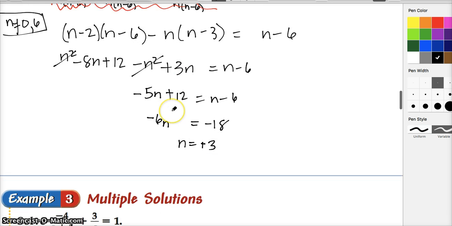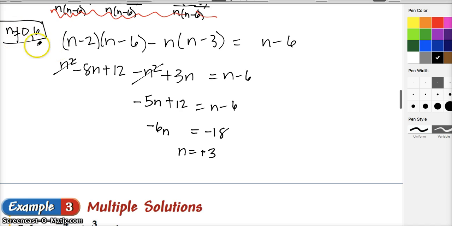Hopefully that makes sense. And since positive 3 is not one of the values that we should avoid, we're comfortable saying that n is equal to 3. Let's go on to this next one.